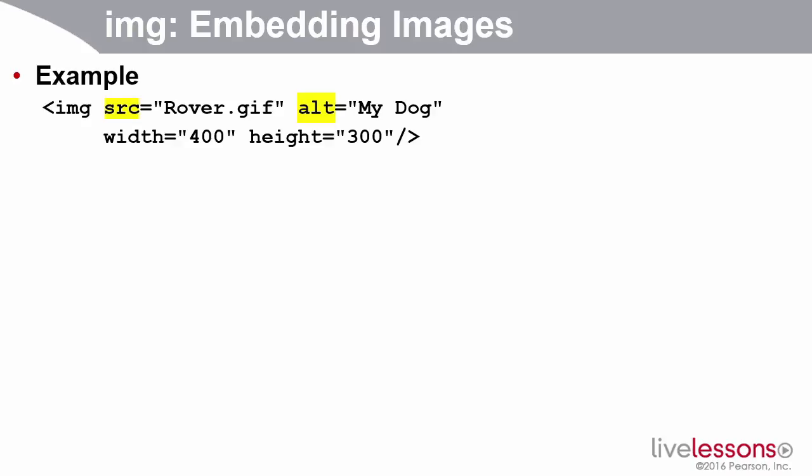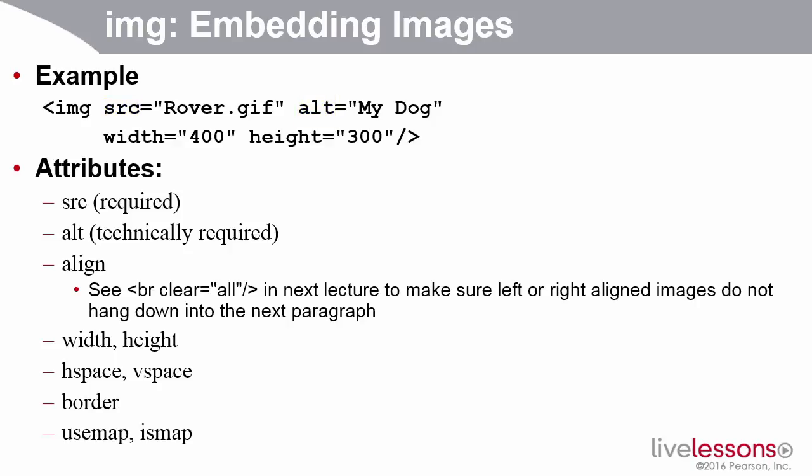All right, so source is necessary. If you don't have a source, you don't have any image. Alt is required so that it can be made accessible. Width and height are recommended, but not absolutely required. And then the other most important attribute is align.